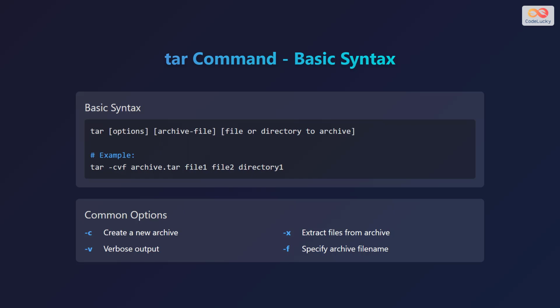Some common options are c to create a new archive, x to extract files from an archive, v for verbose output, which means it will show the files being processed, and f to specify the archive file name.